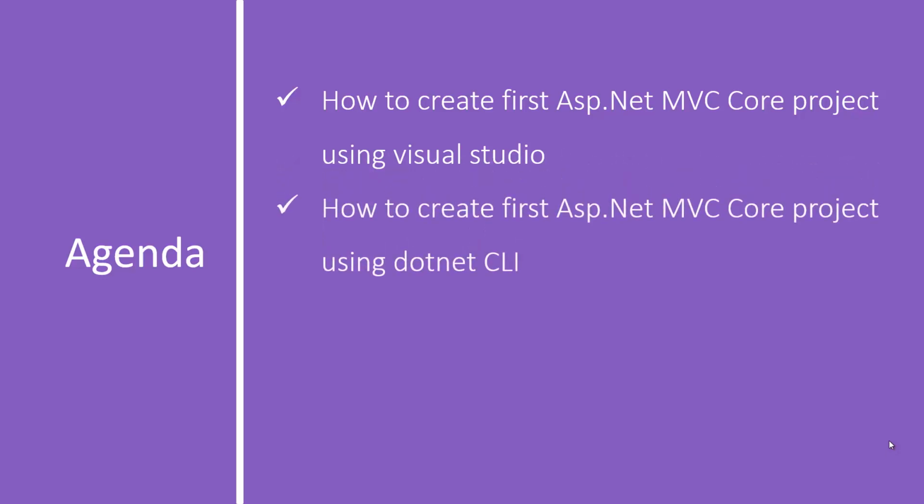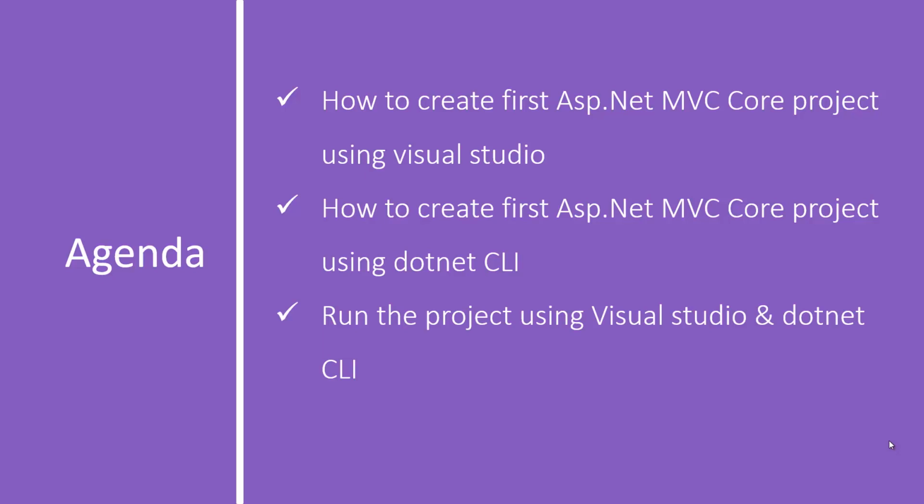We can also create our first ASP.NET Core MVC project with the help of .NET CLI. So in this video you will learn how to create a new project with the help of .NET CLI. We will run the application from both, Visual Studio and .NET CLI. So without wasting time, let's open Visual Studio and see how we can create our first ASP.NET Core MVC application with the help of Visual Studio.